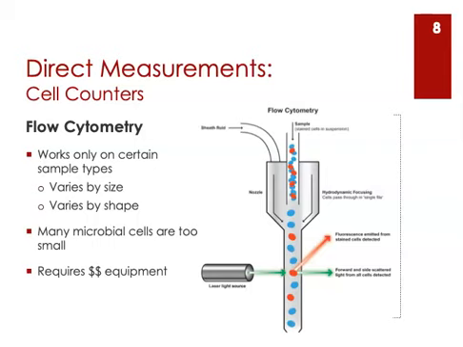Many of our microbial cells fall into that category. The flow cytometer cannot count them accurately because they're just too small. Some of the cells pass by the light beam and are missed. They don't get counted. The other problem with flow cytometry is just that flow cytometers are expensive, so they're not going to be found in every single laboratory. It's an expensive piece of machinery.